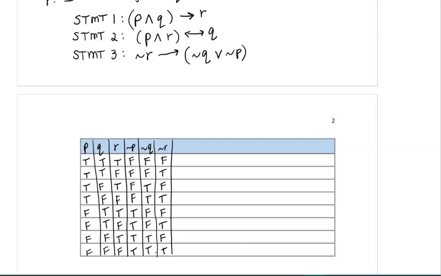Okay, so now for statement 1, I'm going to look at the parentheses first. So we have P and Q. So we're putting an and between the P and the Q columns, which would be true only when both parts are true. Otherwise, it is false. And then now I'm ready to make a column for statement 1.